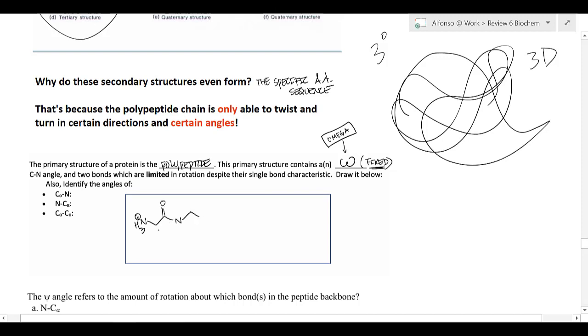You're just drawing any random one? Yes. All right, so this is just a random polypeptide chain. Oh, you're just drawing one. Mm-hmm. Yeah.